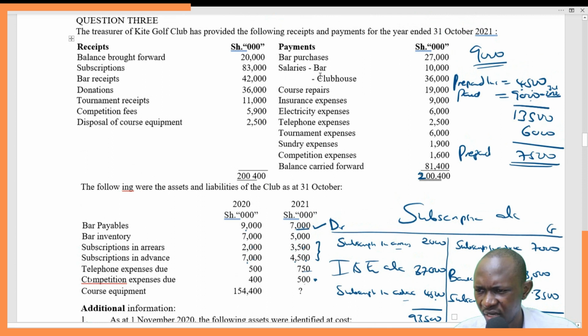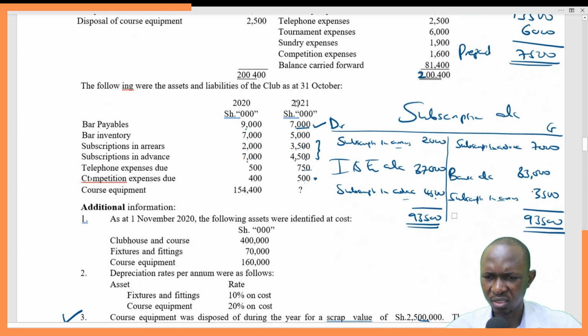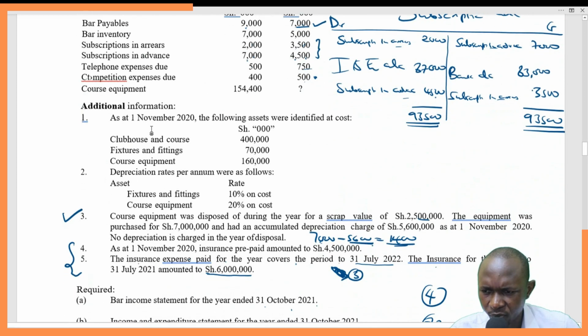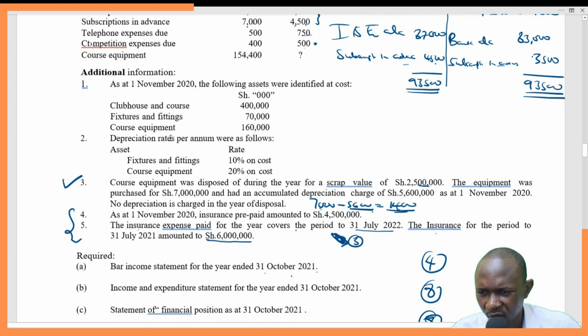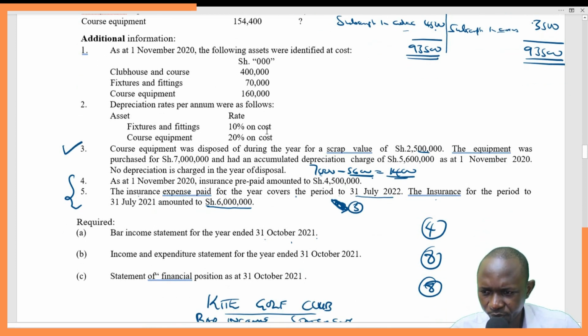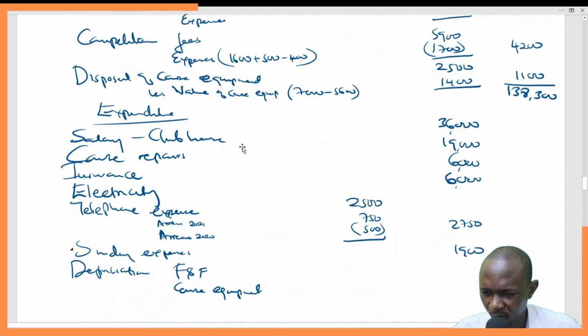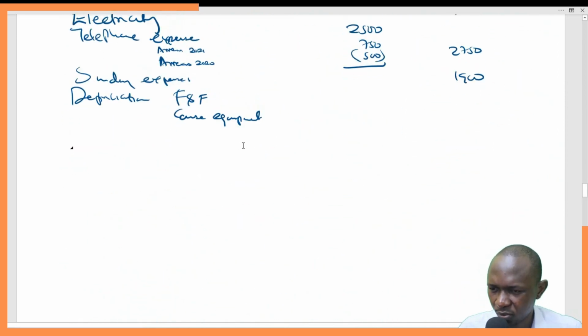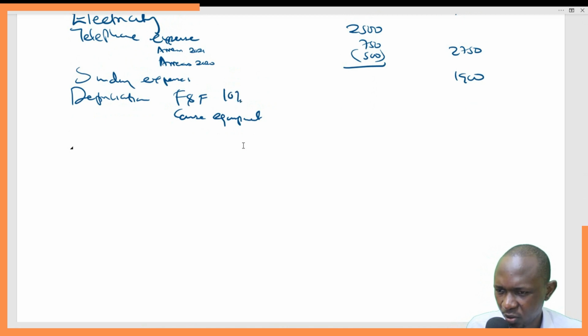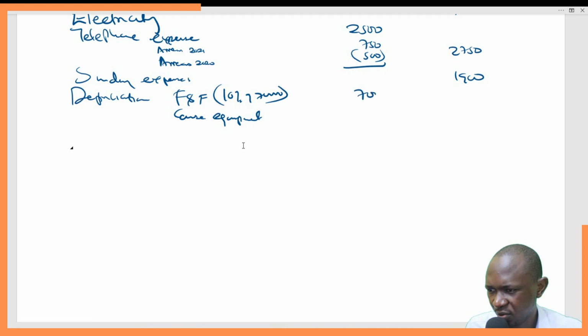We're seeing the figure for fixtures and fittings. The values are here: course equipment 160, fixture and fittings 70, clubhouse 400,000. Okay, fixture and fittings 70,000. 10% on course, so that is 7,000. 10% of 70,000 makes it 7,000.